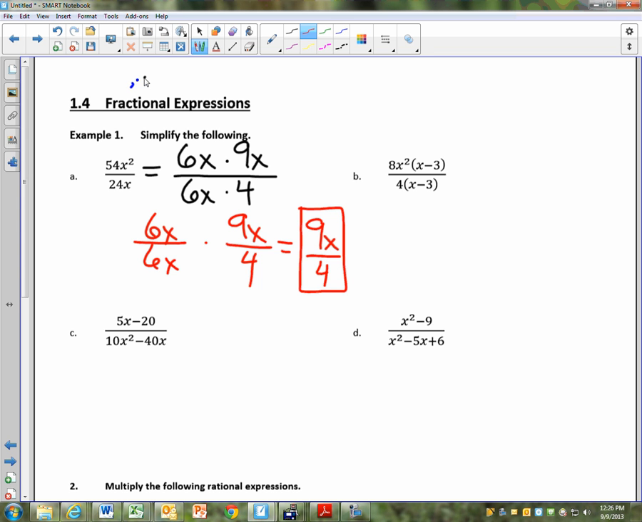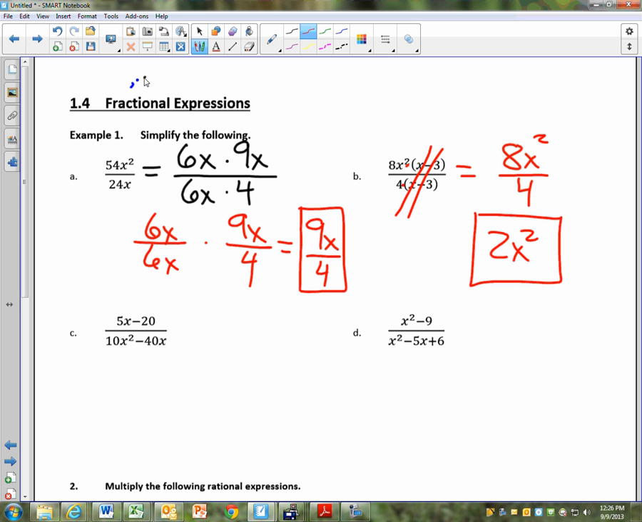8x squared times x minus 3 over 4 times x minus 3. Are you allowed to cancel the x minus 3's? Yep, because they're written as multiplication, so I can cancel those off. I'm left with 8x squared over 4. What happens there? Very good. 8 over 4 is 2. Done and done.